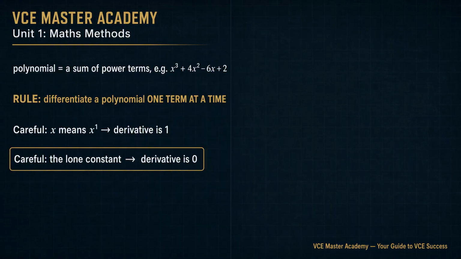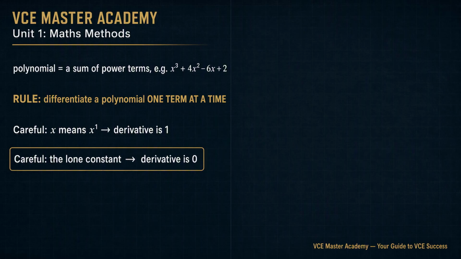Now, bigger functions. A polynomial is simply a sum of power terms, like x cubed plus 4x squared minus 6x plus 2. Each piece is called a term. And here's the wonderful news. To differentiate a polynomial, you just walk along it, term by term, and apply the rule to each piece separately. The plus and minus signs stay exactly where they are.